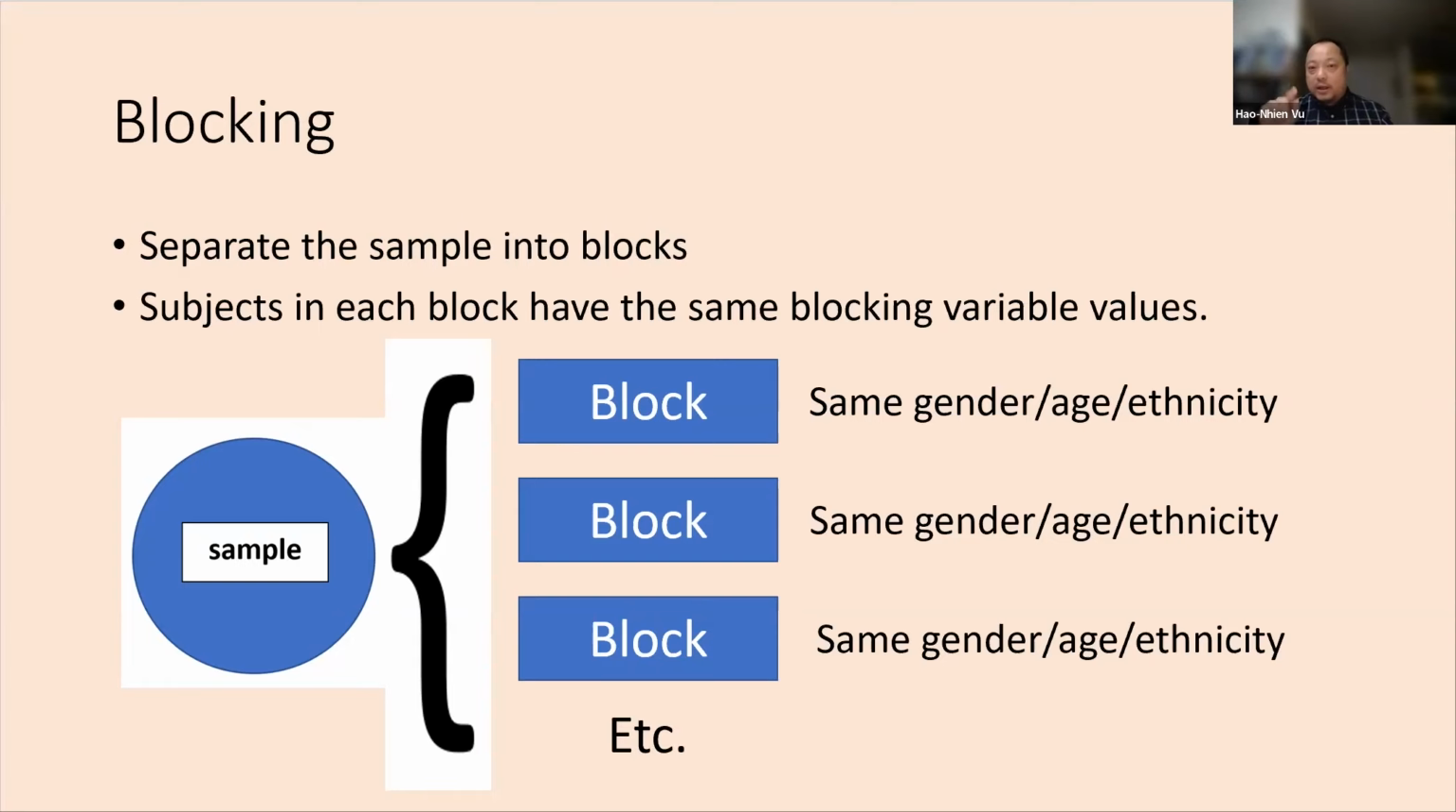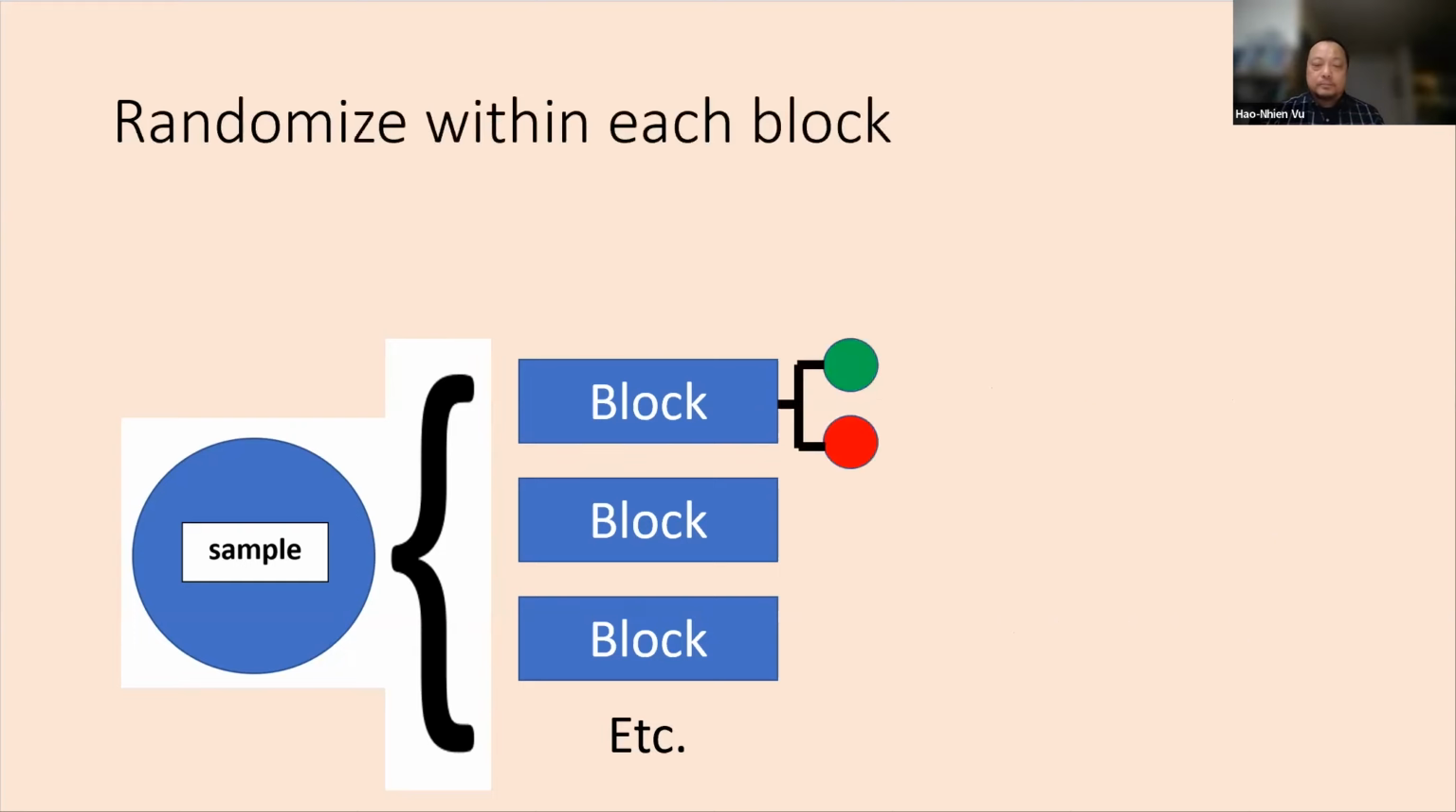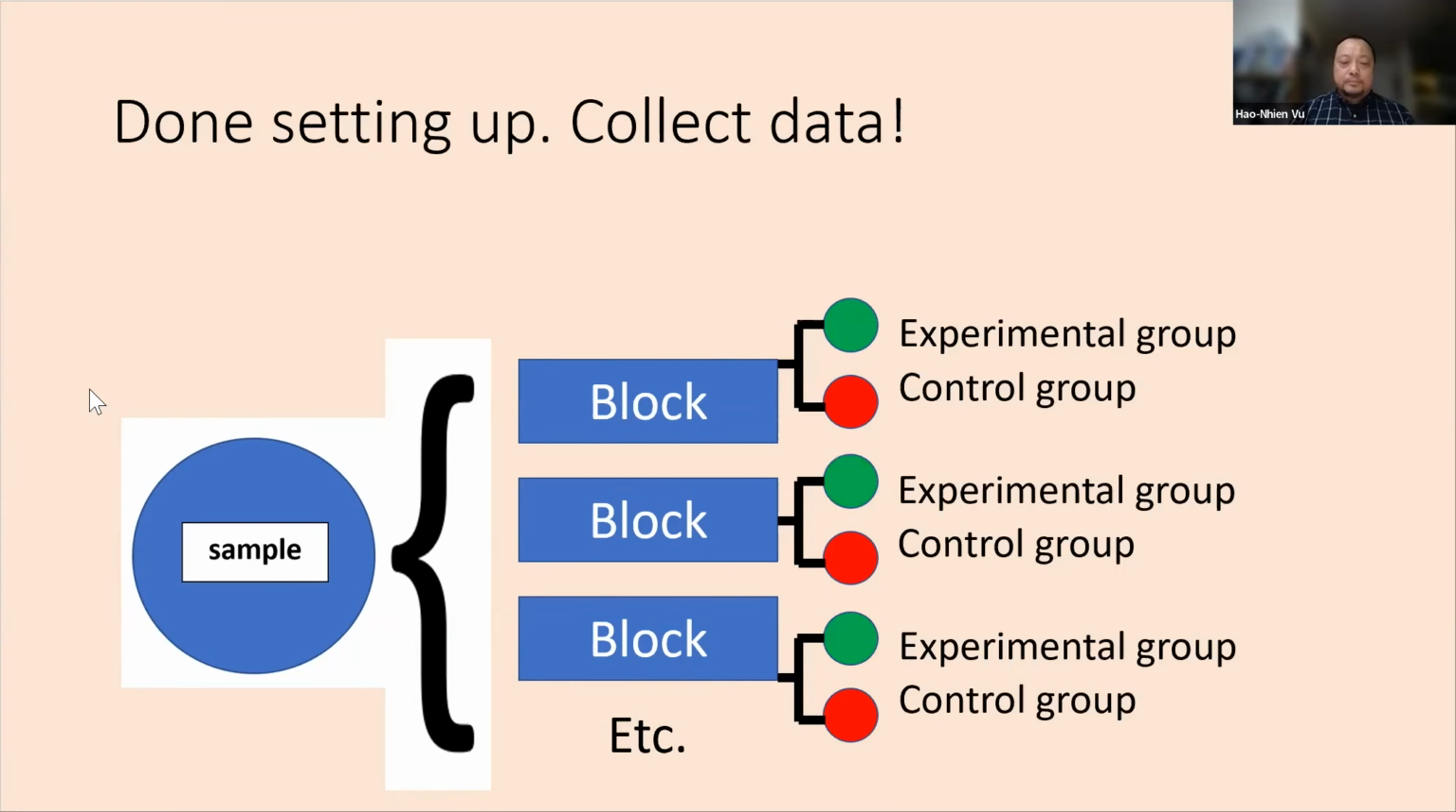In block number 2, they also have the same gender, age, and ethnicity, maybe different from block number 1. And then in block number 3, within that, they have the same gender, age, and ethnicity, but will be different from block 2 and will be different from block 1, okay, etc. You do as many blocks as is necessary so that all the genders, age, ethnicity combinations are accounted for. And then within each block, you randomize. You randomly assign to the experimental group or the control group. So now we're done setting up. We're ready to collect data.